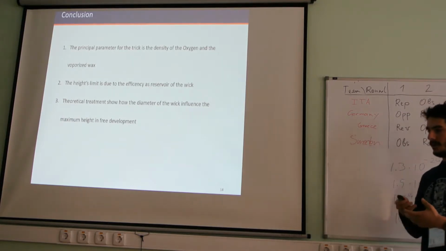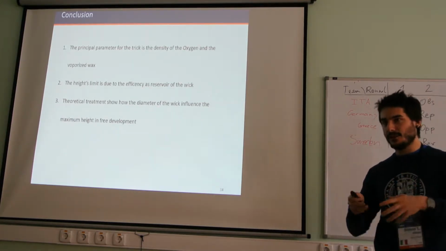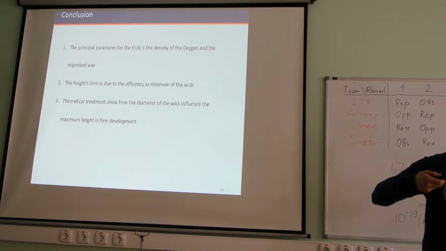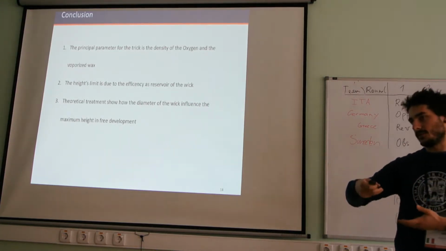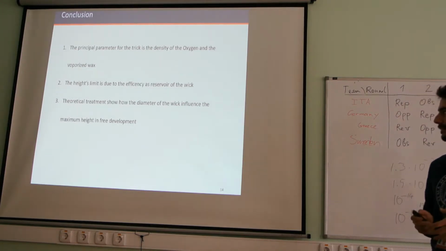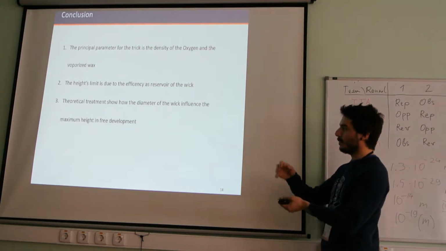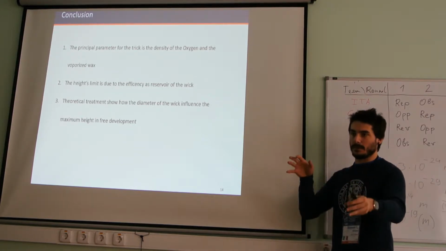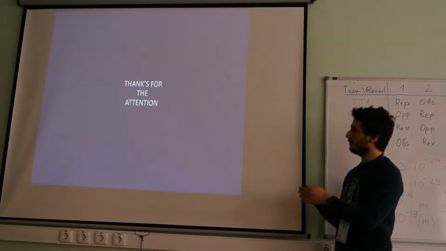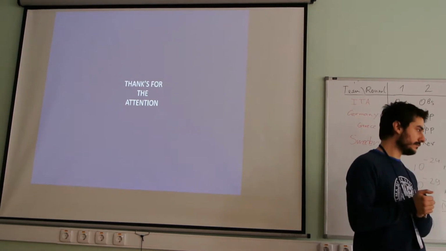The wick is a kind of container of paraffin, where the plume can take the paraffin to relight the candle to make the trick possible. So it is another important parameter. And theoretical treatments show that the diameter of the wick influences the maximum height in its free development. So thanks for the attention.